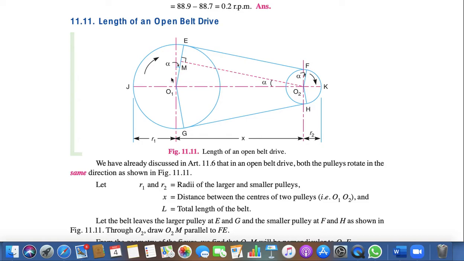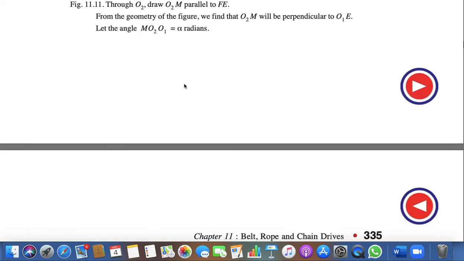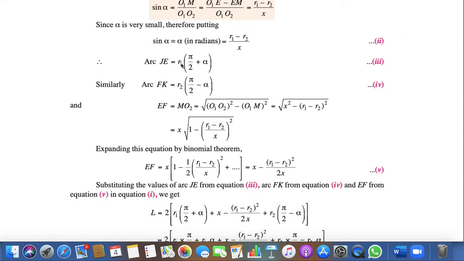This is alpha and this is 90 degrees, so the whole angle is 90 plus alpha. With the help of this angle and the radius of rotation, you can calculate the value of arc JE. So arc JE is equal to R1 into pi by 2 plus alpha. Similarly you can calculate FK. Now you can calculate the EF value with the help of the Pythagoras theorem.